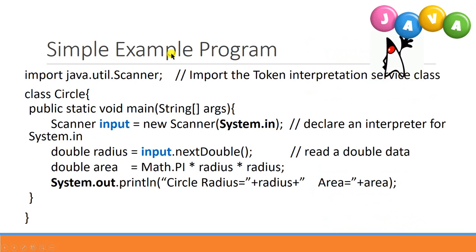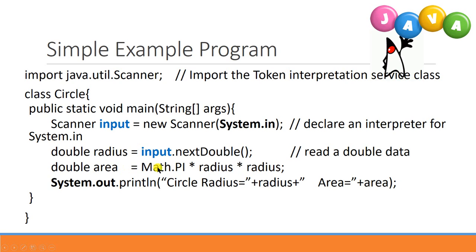Right here, we have an example program. We need to import the Scanner class as the token interpretation class. And then we declare an input as the Scanner input stream that has the function to interpret the data from the raw data to the formatted data. In this example, we read in data from System.in and interpret it as a double value assigned to radius. And radius is a decimal value, so it is declared as double.